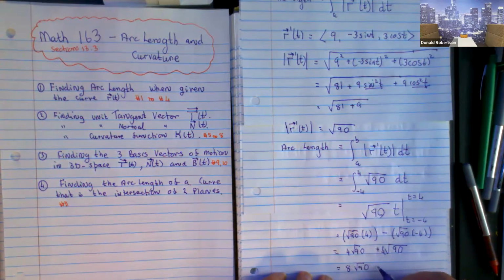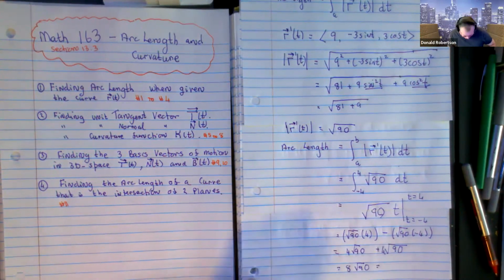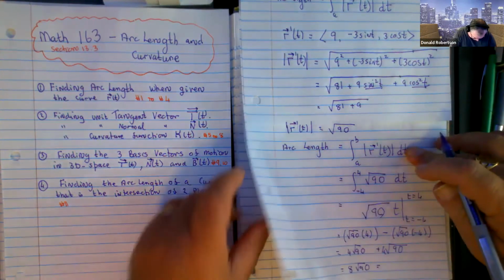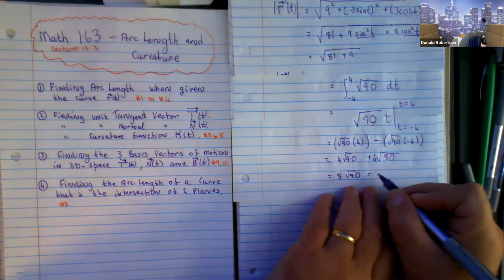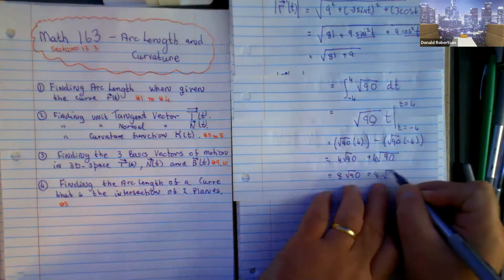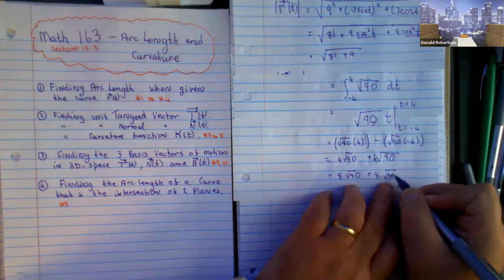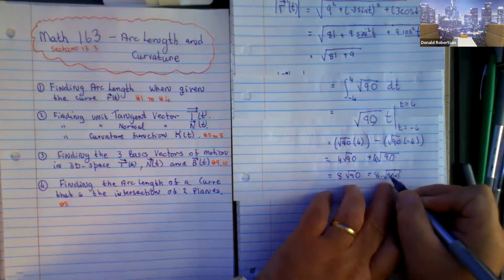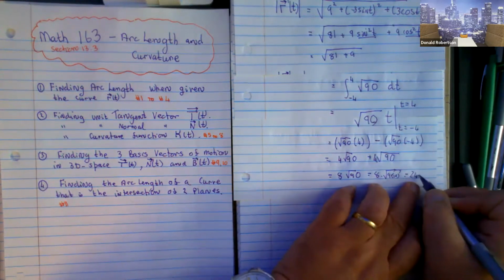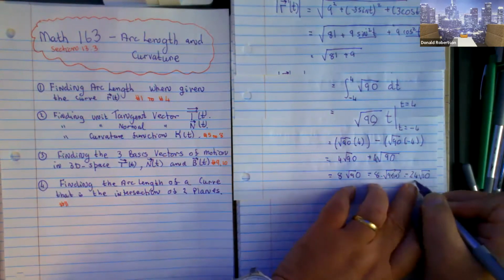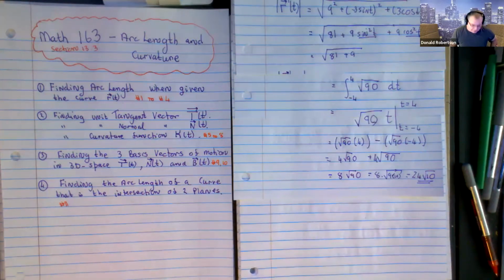And then I probably at this point start thinking about style points. Yes, it is a square root of 90, but the square root of 90 can be written as 9 times 10. So you get 3 out of that and a root 10. So the better answer is 24 root 10. And we are now finished.